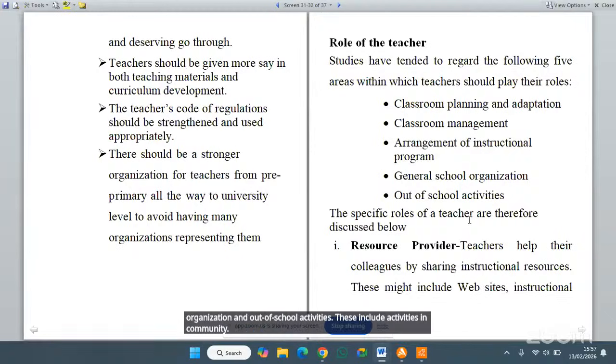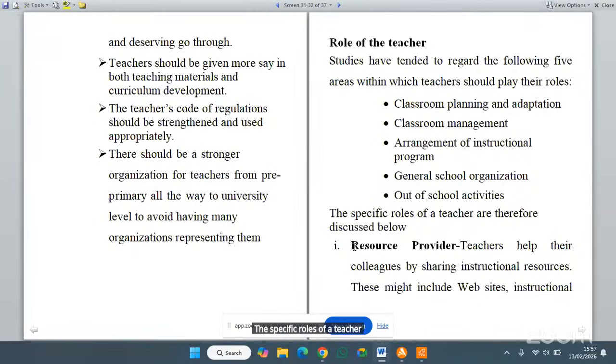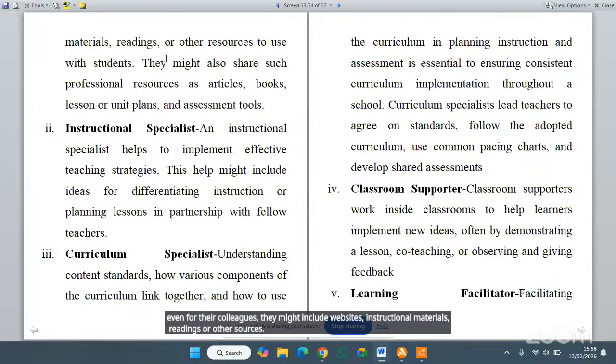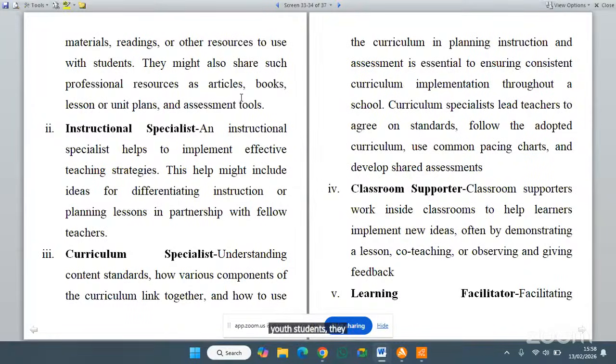The specific roles of a teacher are therefore a resource provider. They help in providing and sharing instructional materials. Teachers acquire materials even for their colleagues. They might include websites, instructional materials, readings, or other resources to use with students. They might also help share such professional resources as articles, journals, books, lessons, or unit plans and assessment tools.